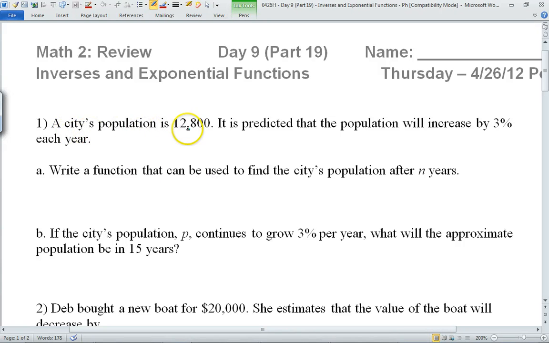A city's population is 12,800. It's predicted that the population will increase by 3% each year. Write a function that can be used to find the city's population after n years.